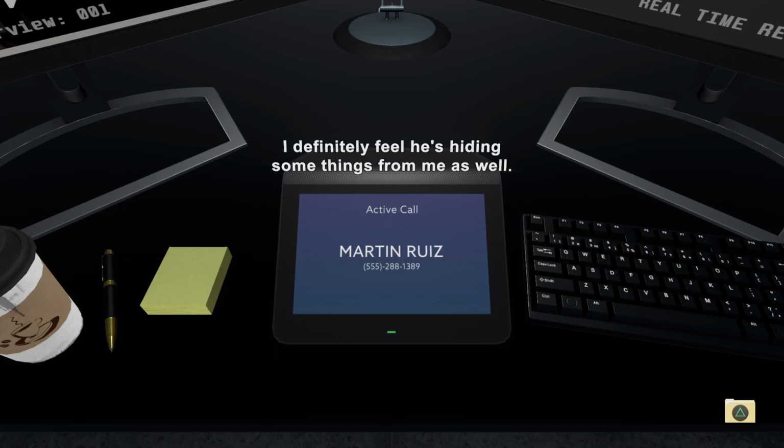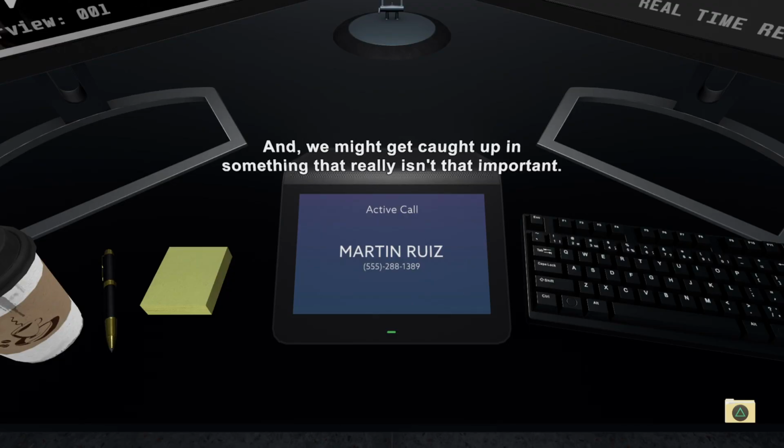I definitely feel he's hiding some things from me as well, and we still can't account for those 5 missing pills. I can tell him everything we just learned about Samantha's plans to leave him. See if he really has no clue about all this. I just wonder if him learning about Costa Rica will affect things negatively or positively. Because if Samantha's being honest about that trip, then it really has no relevance to this case, and we might get caught up in something that really isn't that important.